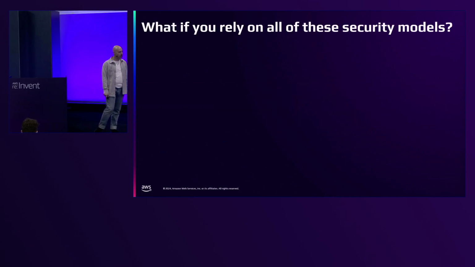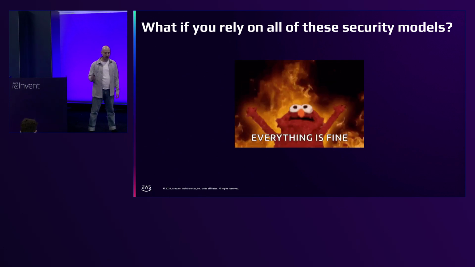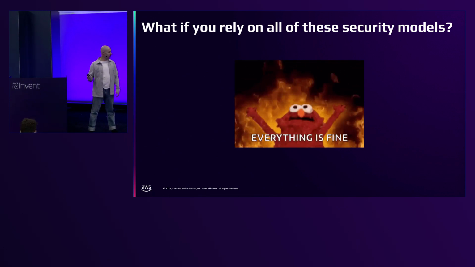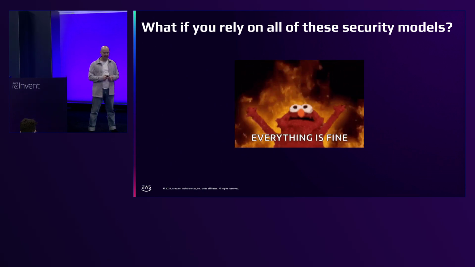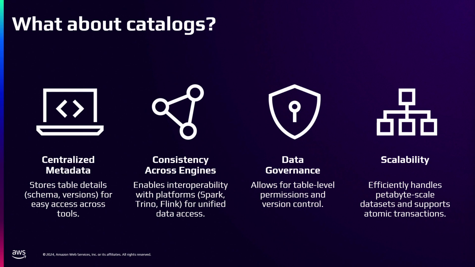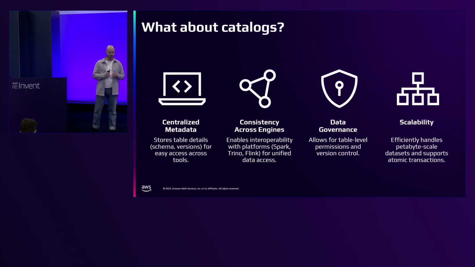All right, so what if you rely on all of these security models? So you use Snowflake and Glue, or you use Unity Catalog and Glue. Everything is fine, right? No, there's a lot of heterogeneity that you deal with. So what about catalogs? And I don't mean a data catalog that is a business level catalog. I mean the Iceberg catalog or the Unity catalog type or Glue type of catalog.